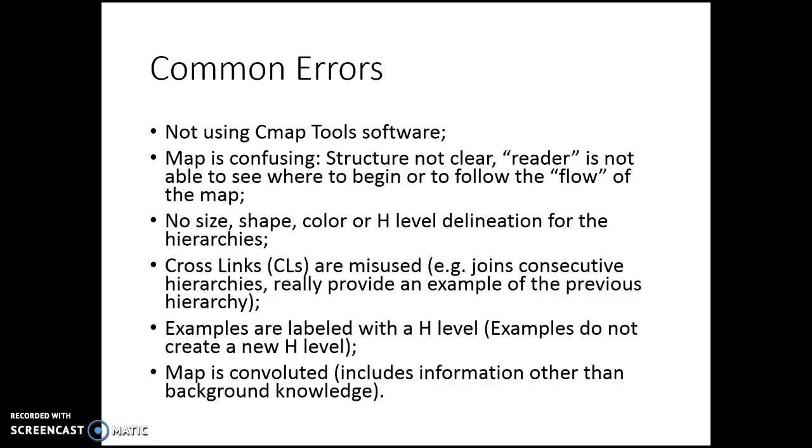Crosslinks are sometimes misused, meaning they join consecutive hierarchies, thereby just providing an example of the previous hierarchy. The relationship has to be a higher-level conceptual relationship that you're indicating with a crosslink. Examples are sometimes labeled with a new H level. Please remember that examples do not create an H level. And last, some students' maps are convoluted.